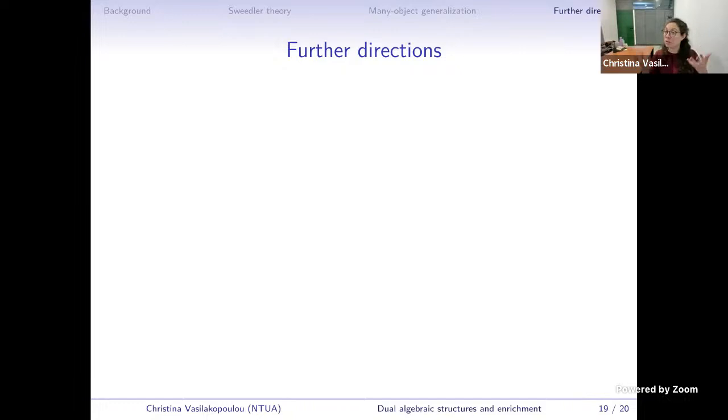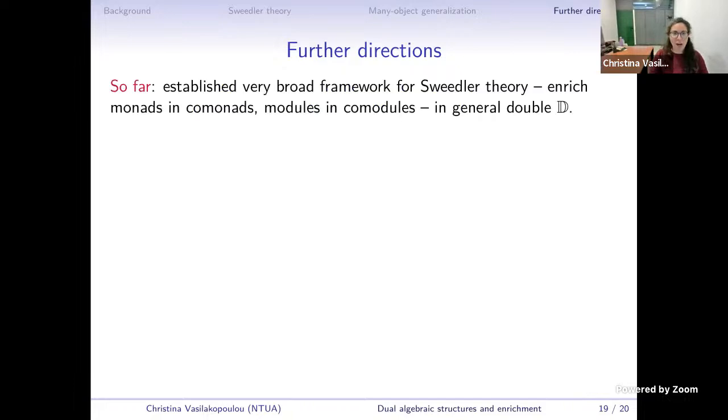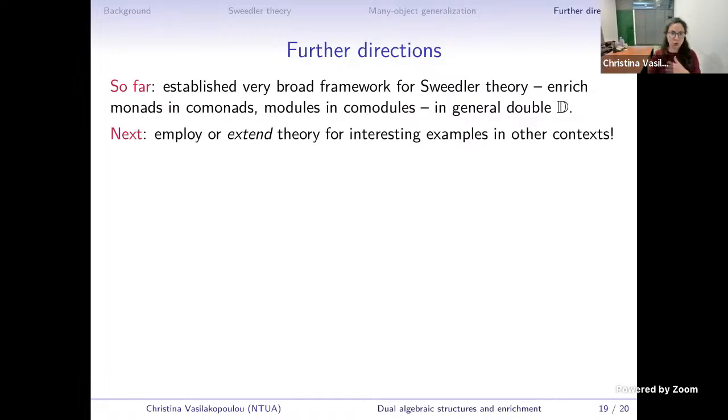So those objects are good in their own right, but then why bother going all the way up to the top of a double category? Okay, we are in a general double category D. We have something that can be called, hopefully with reason, I hope I convinced you, Sweedler theory. And now the idea is to employ this directly on the setting of other double categories, or even maybe there's the need to extend the theory a little bit to go to other contexts. And let me say what I mean.